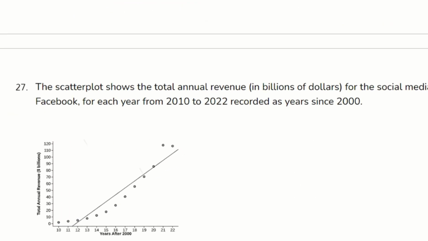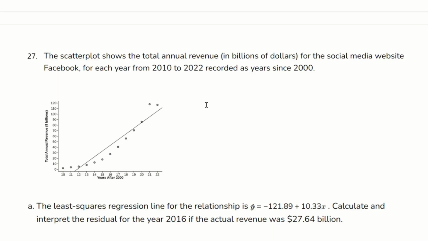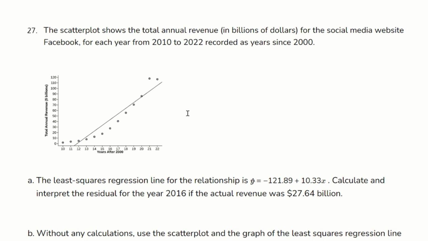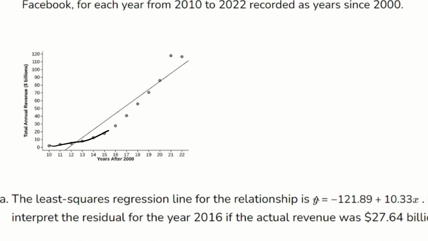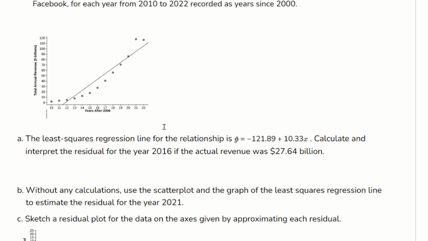So looking at 27, the scatter plot shows the total annual revenue in billions of dollars for the social media website Facebook for each year from 2010 to 2022, recorded as years since 2000. All right, so if I look at this, it appears to be exponential or something like that, something curved. So yeah, it appears to be curvilinear, non-linear. So that's what we see so far, just a quick observation. But it says the least squares regression line for the relationship is given. So they give us the equation of this line here that they've drawn.